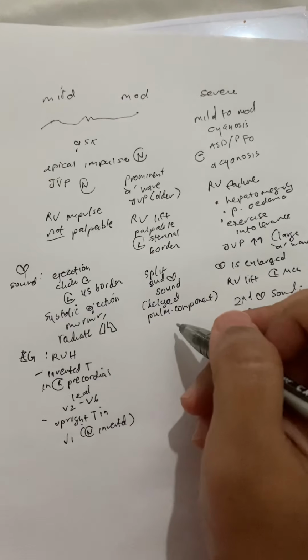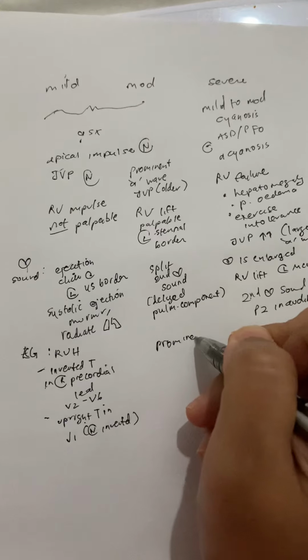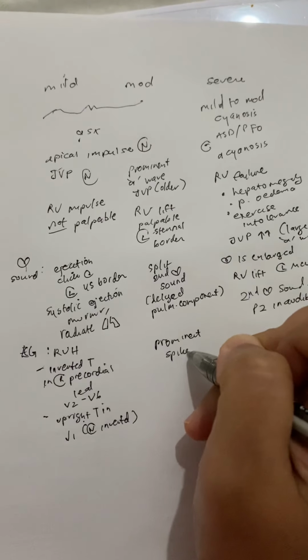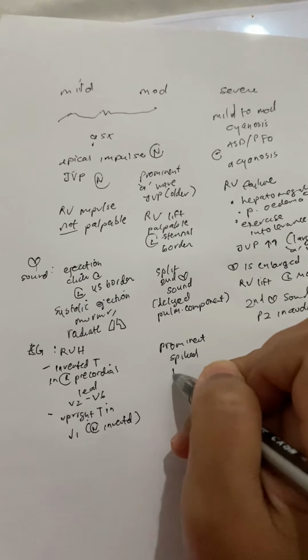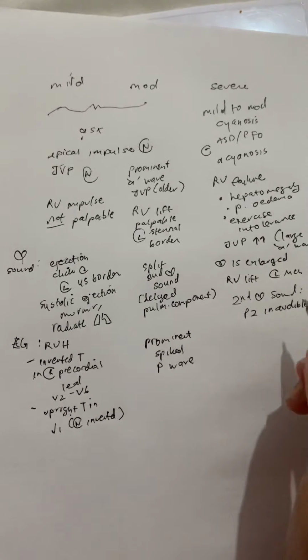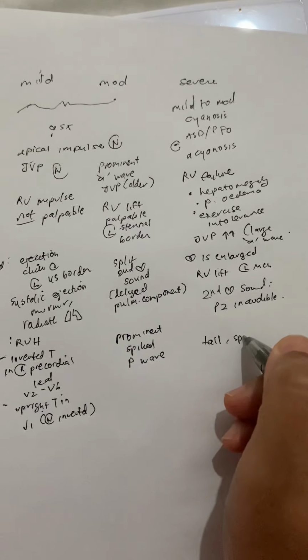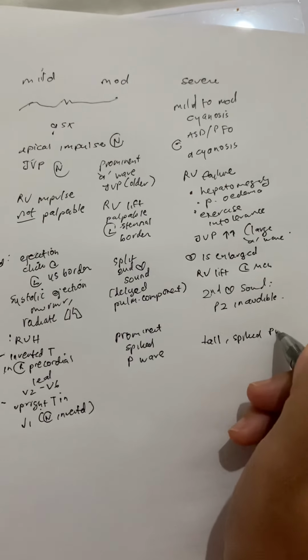In moderate, there will be a prominent spiked P wave, and in severe there will be a tall spiked P wave.